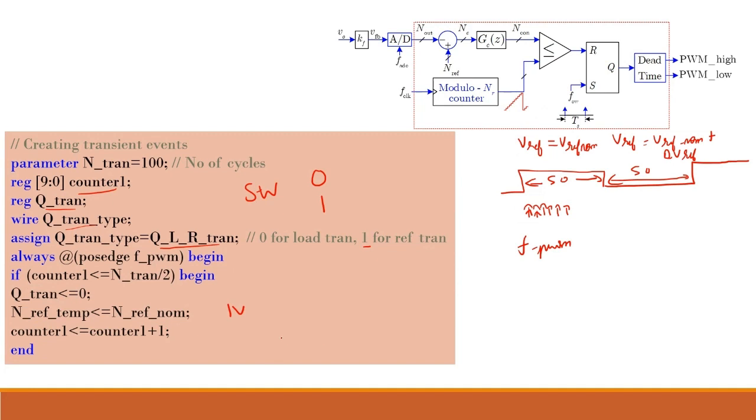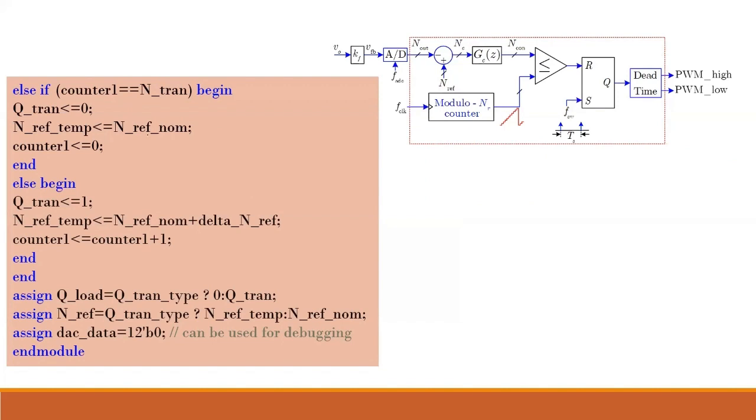Counter 1 is an internal counter. And this is my n tran by 2. Now, if my counter 1 reaches n tran, what does it mean? I have to reset the counter, so I make the counter back to 0. I set my Q transient to 0 and my nref remains at nref nominal.